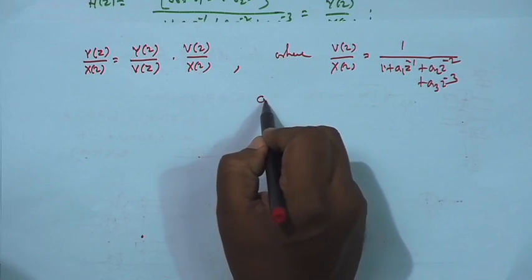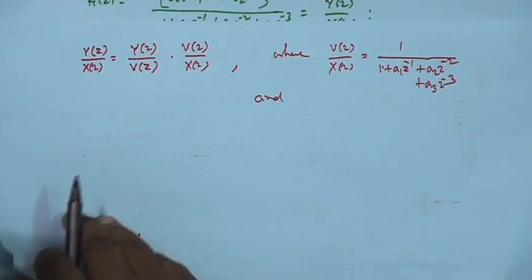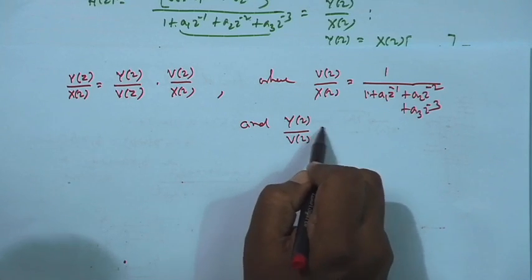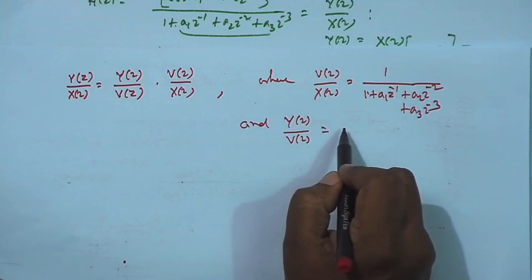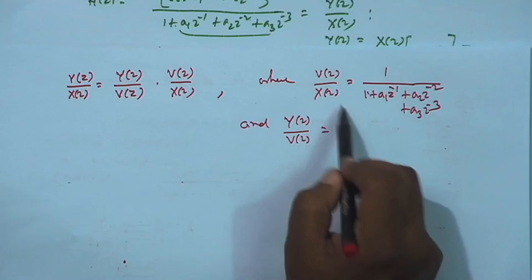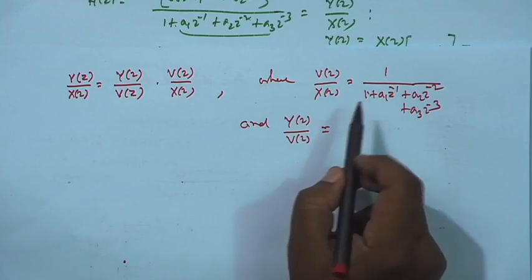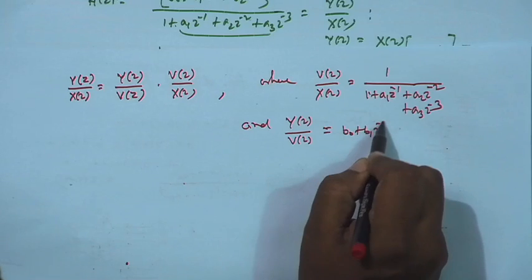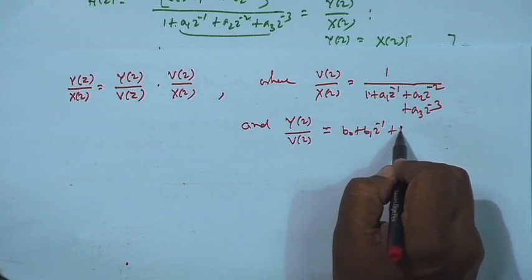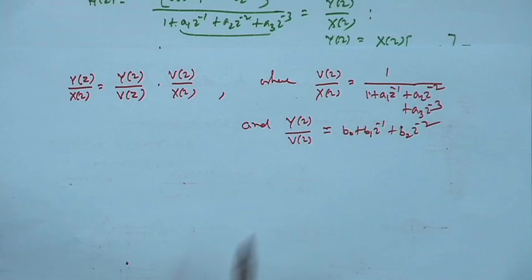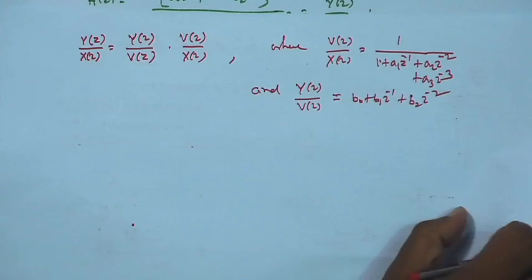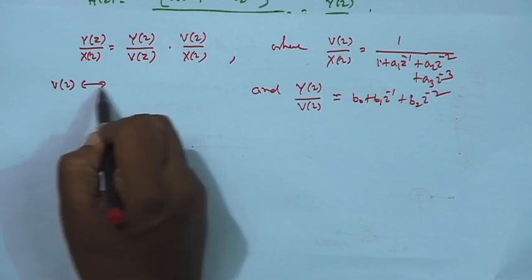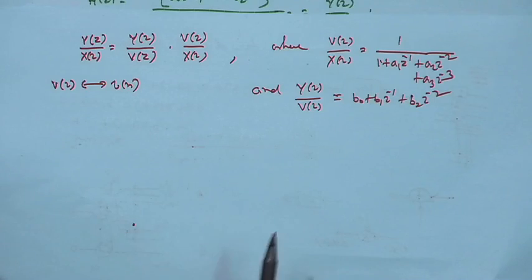And the other one, Y(z) by V(z), that will be the numerator, the zeros. So, this will be first, pole first, then zeros, that is interchanging the two there. So, this is equal to B0 plus B1 Z inverse plus B2 Z inverse 2. So, first generate V(z) by X(z). V(z) in Z domain means small v[n] in time domain, say.